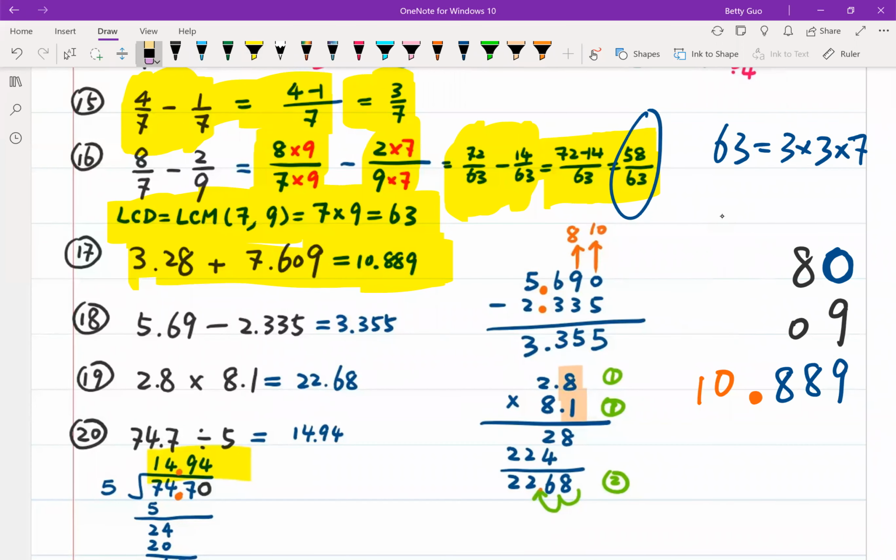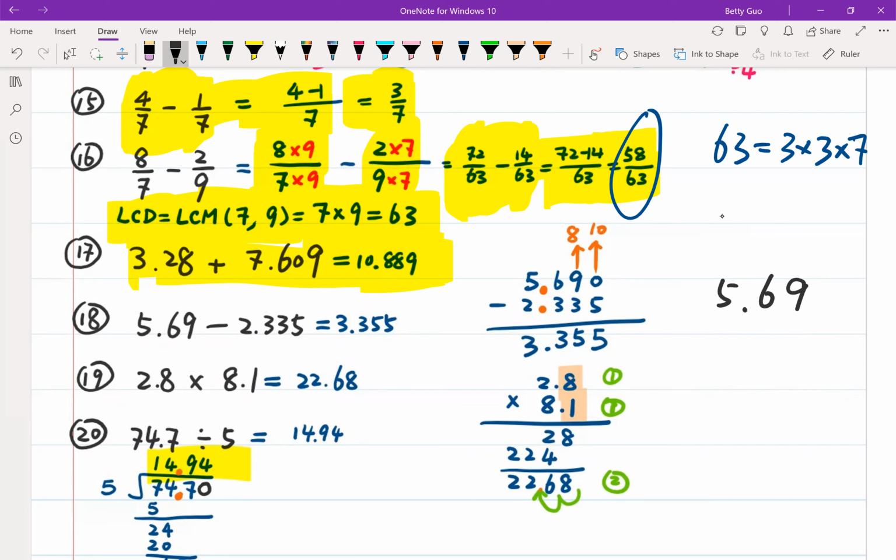Subtraction. When we subtract decimals, we line them up. Line them up to make sure their decimal points are aligned. 2.335. We put a 0 here to hold a place. And make sure when we add or subtract, their decimal points are aligned. For subtraction, it's more complicated. We can see the thousandth.